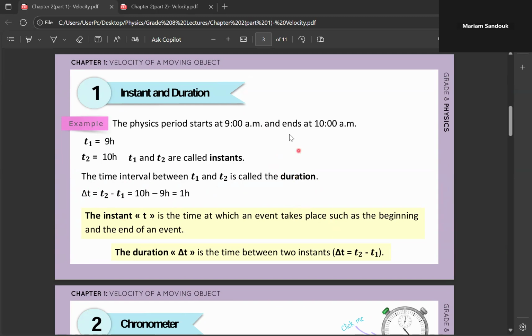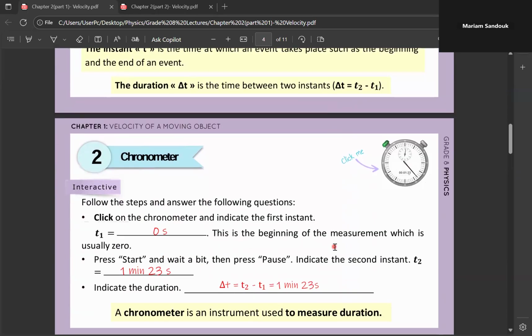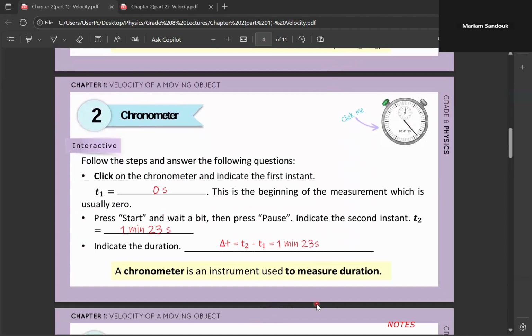If we subtract 9 from 10, we obtain 1 hour. So the duration of 1 hour, which is the time between these two instants, is the duration. The duration delta T is the time separating two instants. We simply subtract the initial instant from the final instant, and we obtain the duration, delta T. Now, how can we measure the duration?